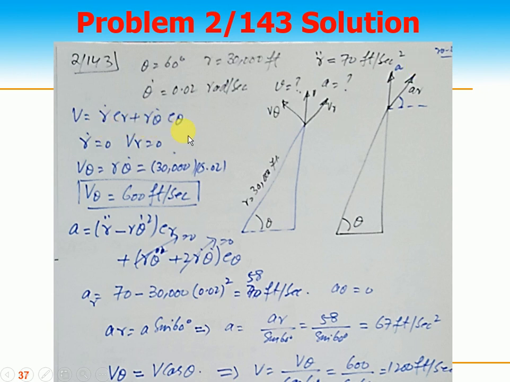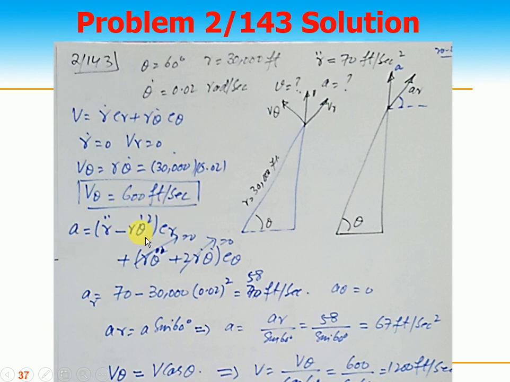So r dot er plus r theta dot e theta. So r dot is 0. Right, r dot is 0 because there is no change in r. r is fixed, so therefore vr is equal to 0, and v theta is equal to r theta dot, which is 30,000 times theta dot, which is given as 0.02, is 600 feet per second.